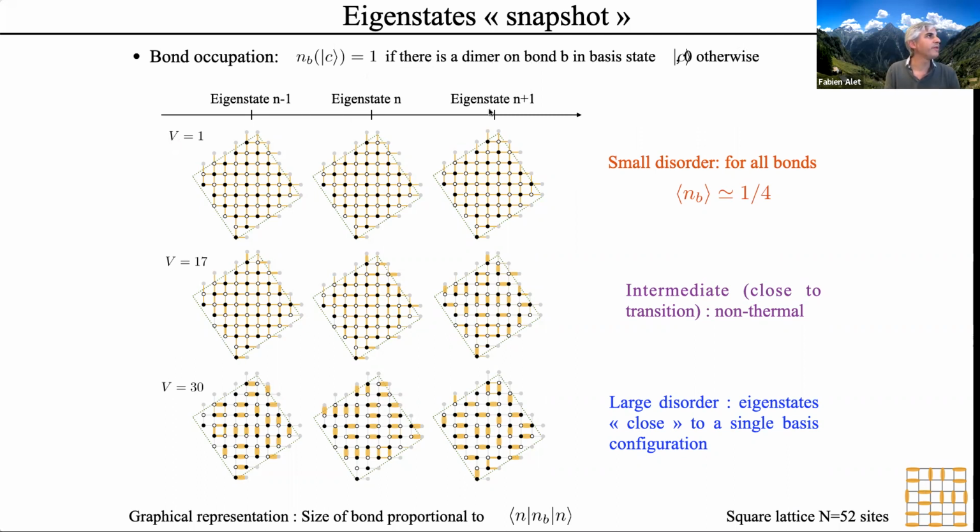And I did that for the 3 consecutive eigenstates for 3 values of disorder. It does not say much about finite size scaling and so on. It's just to give you a visual impression.